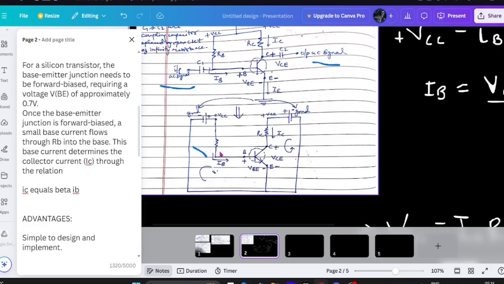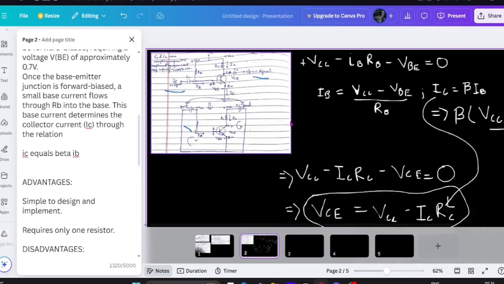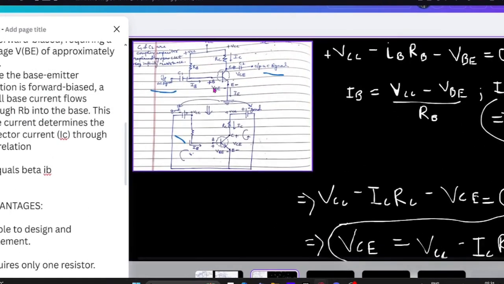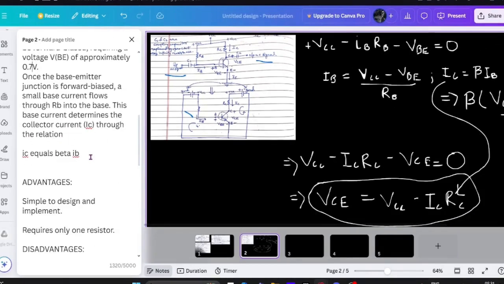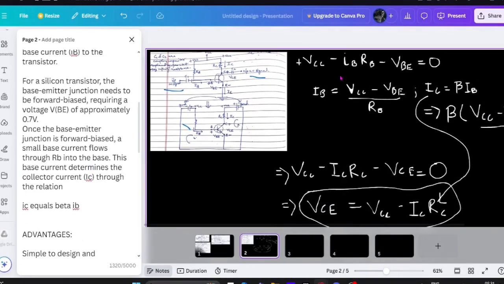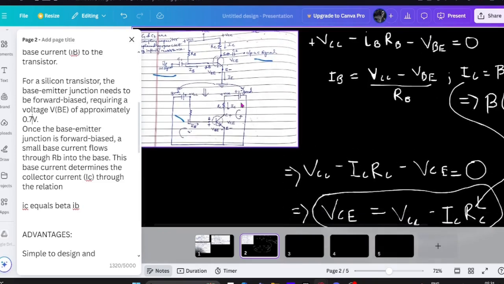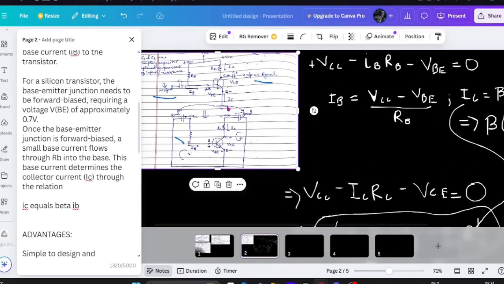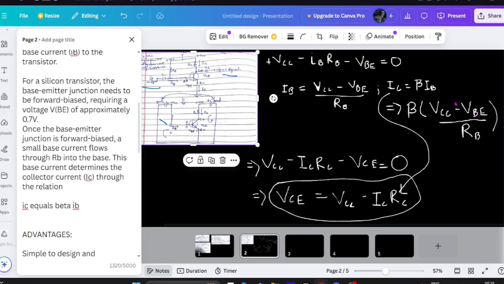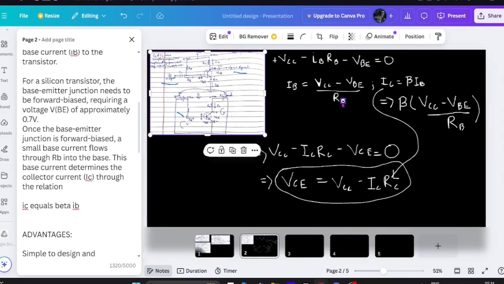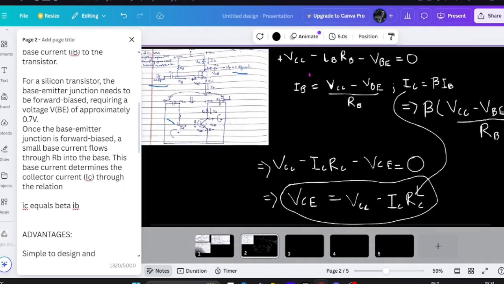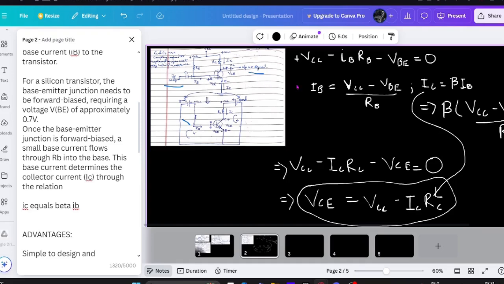This base current determines the collector current through the relation IC equals beta IB. Alright, and this is the particular relation that we established from this equation. So for the derivation of these equations, what do we have to do? We just have to apply Kirchhoff's rule, or even just voltage equivalent laws to determine the current IB and place these into the particular relations. One relation that needs to go as a prerequisite is that IC equals beta IB. Now this beta is also termed as amplification factor or current gain factor.